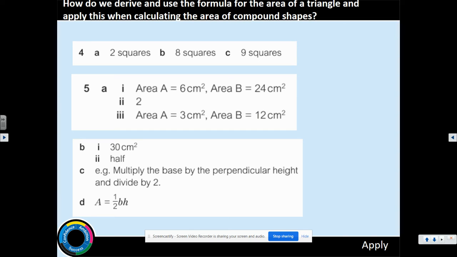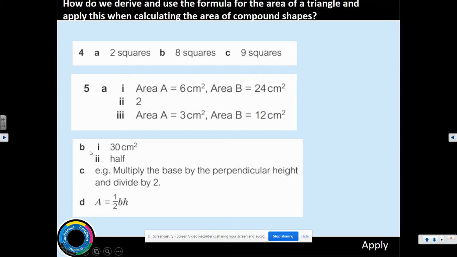For question 5A, part 1, the area of A was 6 centimeters squared and the area of B was 24 centimeters squared. The answer for part 2 was 2, and for part 3, the area of A was 3 centimeters squared and the area of B was 12 centimeters squared. Now that makes sense because these were triangles, which were half of the rectangles, okay?